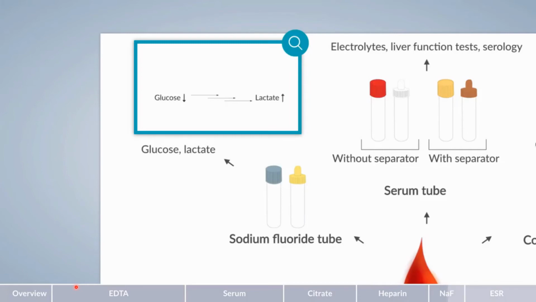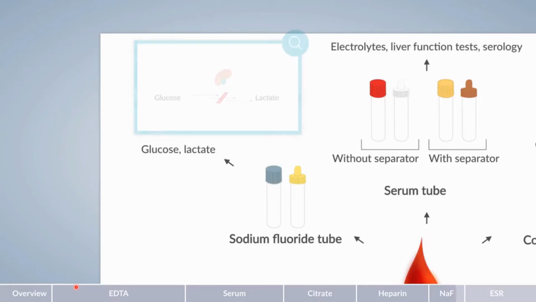To prevent this, fluoride ions are used to inhibit important enzymes involved in energy metabolism. In addition to sodium fluoride, other agents are sometimes added to stop metabolic processes. These include calcium binders such as citrate, oxalate, or EDTA, which are often added to the sodium fluoride tubes.